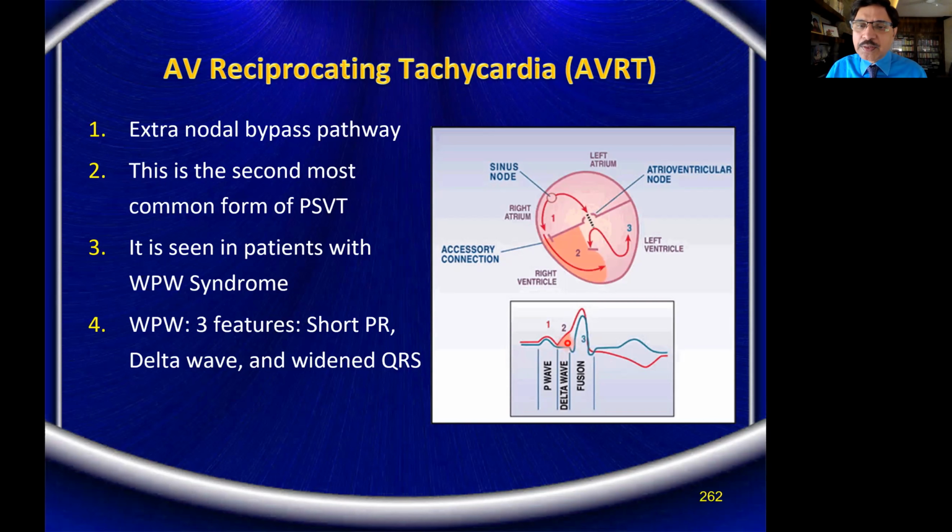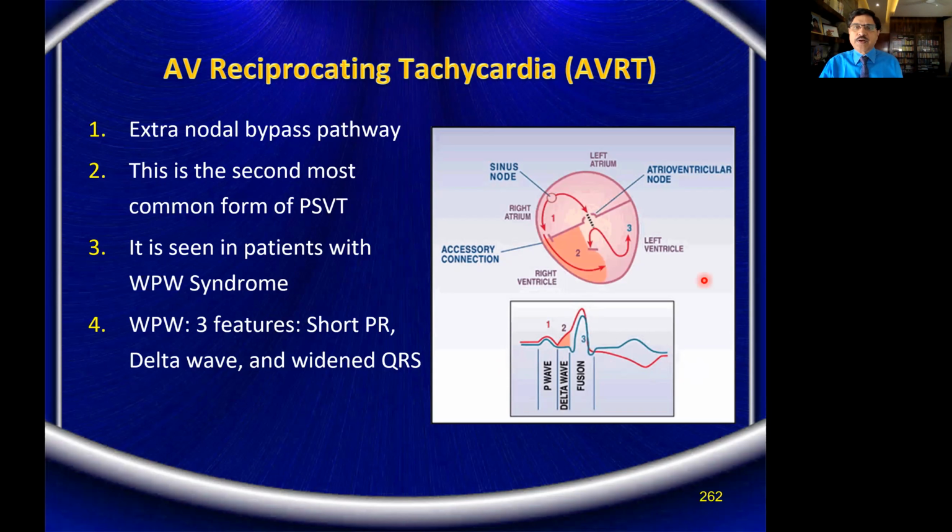Because of all this, the PR segment is merged in the QRS now. That's why it is a widened QRS and an inverted T wave. This is the WPW. You may get a short note to write. In that case, you have to put this diagram and write.